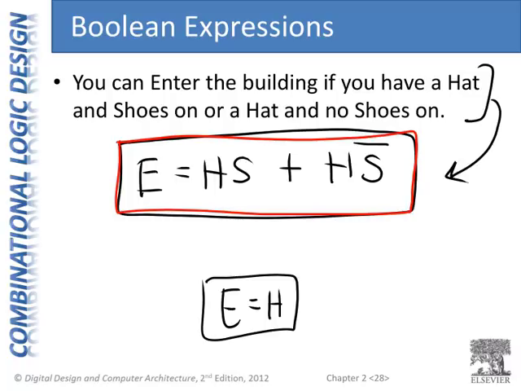But the equation up here is the representation for that statement. Then we may realize that I can simplify or reduce it, and that expression is equivalent to just, if you have a hat on, you can enter this building, no problem. That second step, the minimization step, is what we're going to talk about in the next modules.